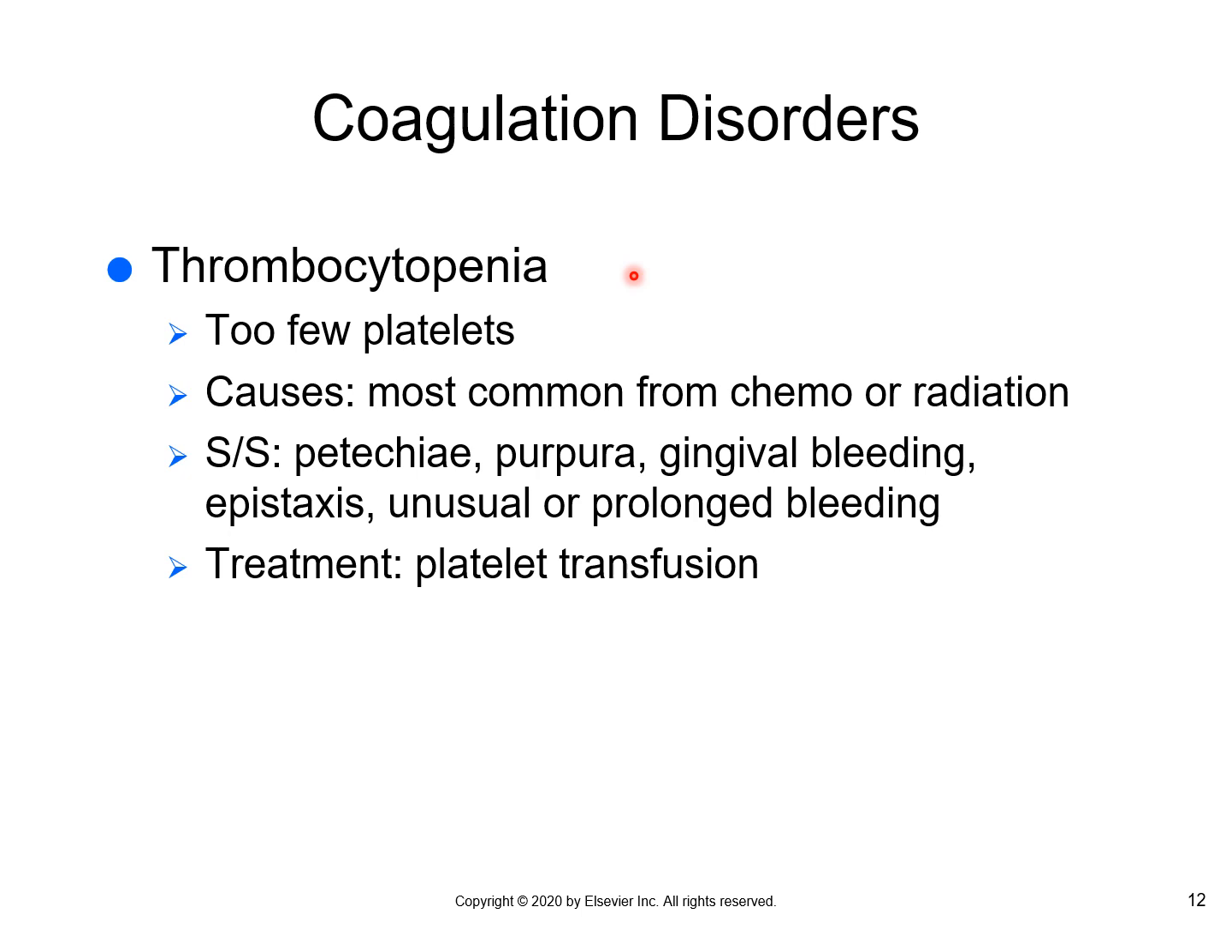So, what is the common cause of thrombocytopenia? Most common cause is from chemotherapy or radiation, because it's destroying those bone marrows that are producing the platelets. How do we treat thrombocytopenia? Well, we do a platelet transfusion, replace what is not in the body.